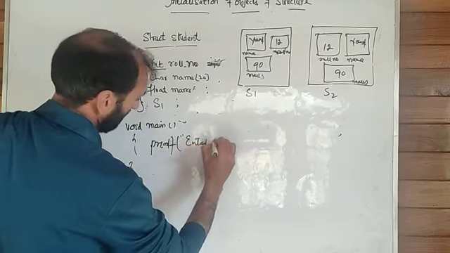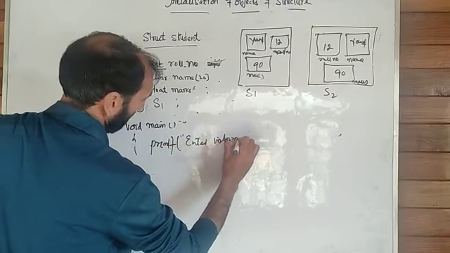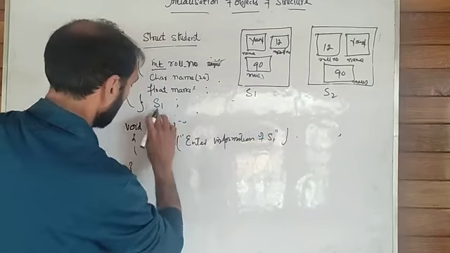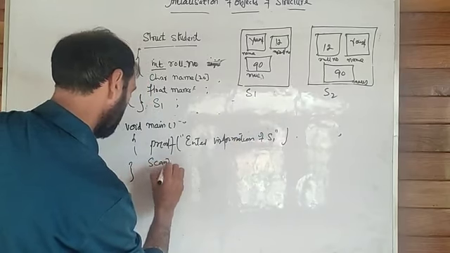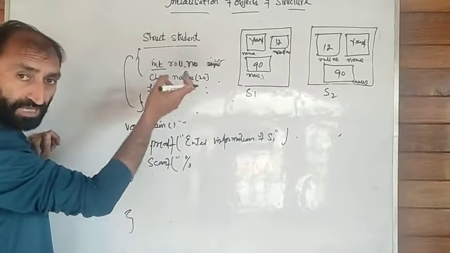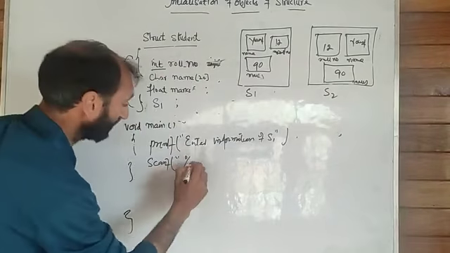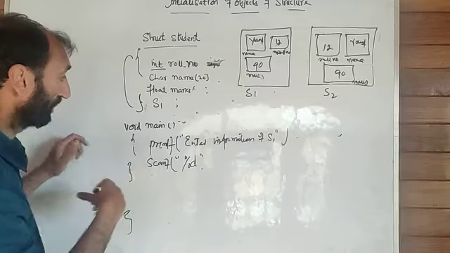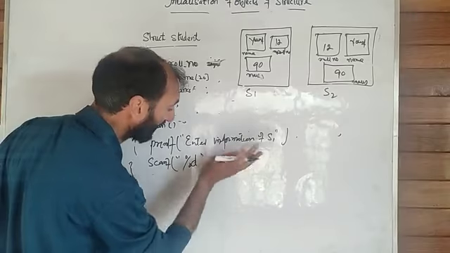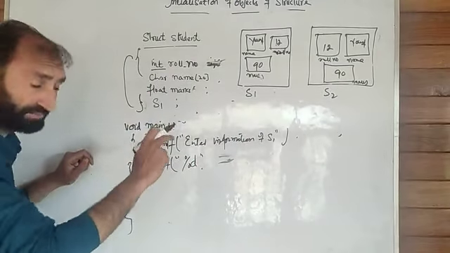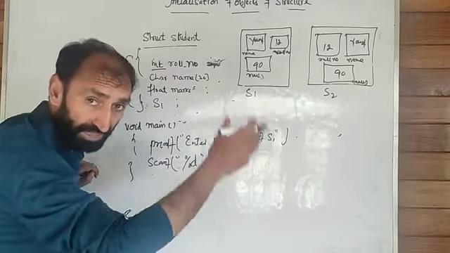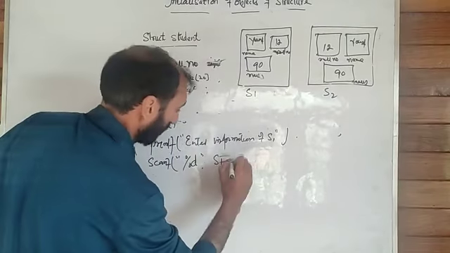Enter information of S1. Then scanf. First, I have to enter the roll number. The format specifier for roll number is percentage d. Now, I cannot write roll number directly here, because directly writing roll number is wrong. I can write here first the object name, which is S1, then the dot operator, and then the structure member name, that is roll number.